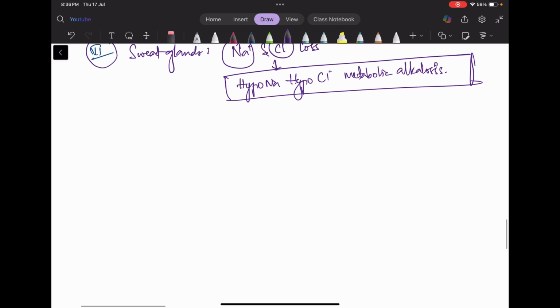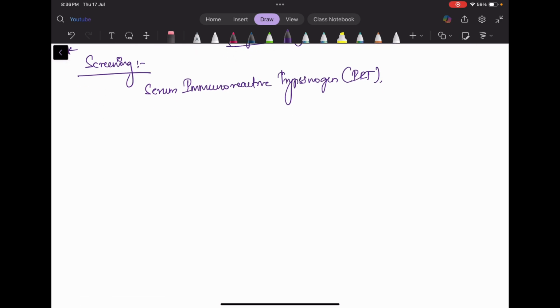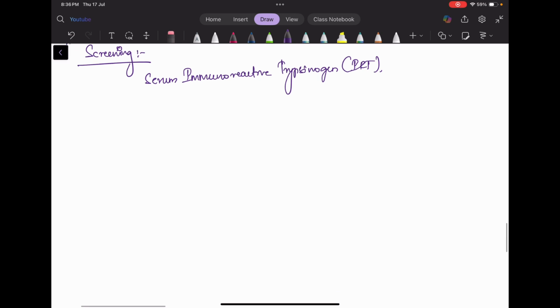Then we have screening. If something is happening, then we have to screen it and treat it, right? So we'll go for screening. Screening will be done by serum immunoreactive trypsinogen, short form IRT. So we have a diagnostic criteria for cystic fibrosis. Let's note it. Diagnostic criteria.